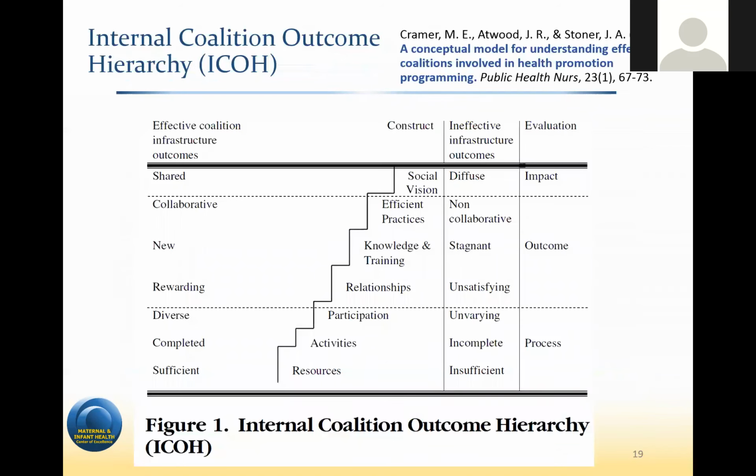Okay, so the first is the internal coalition outcome hierarchy. So this is really what this is about. They are trying to address social determinants of health in their local communities. So the objective is to make environmental change. This model is informed by group theory. It was really designed for their evaluation, the evaluation of how well their collaboration was doing.